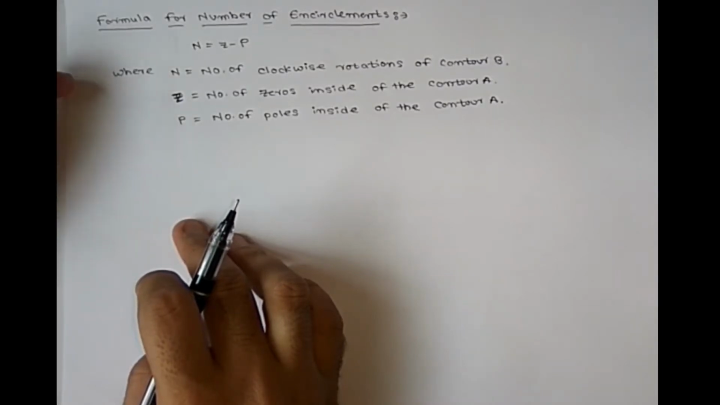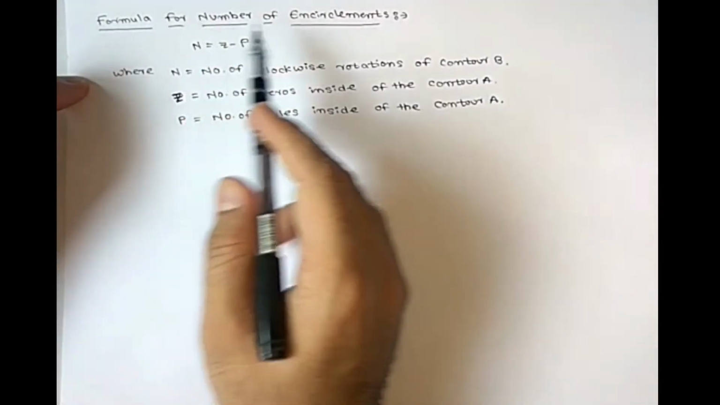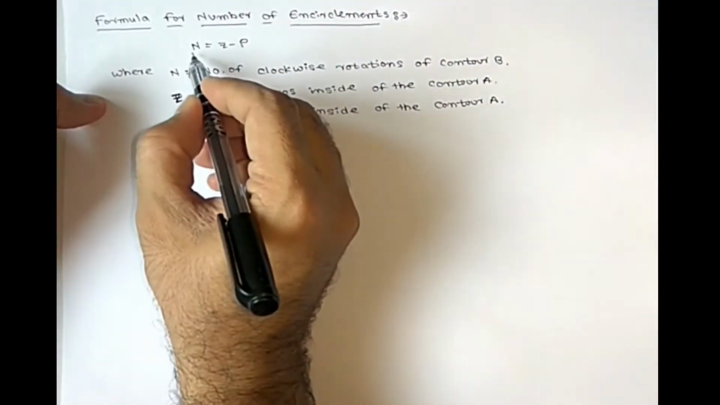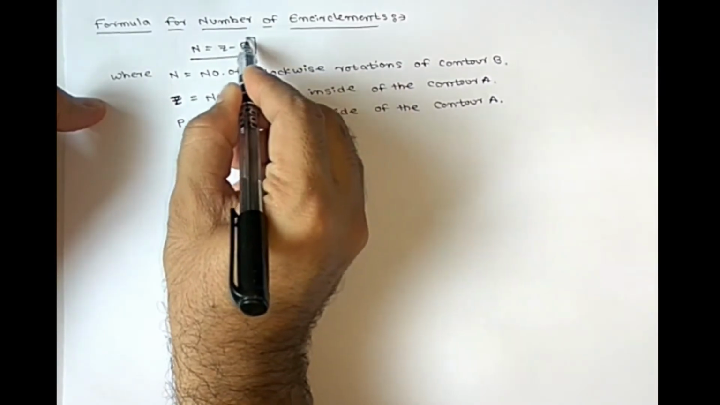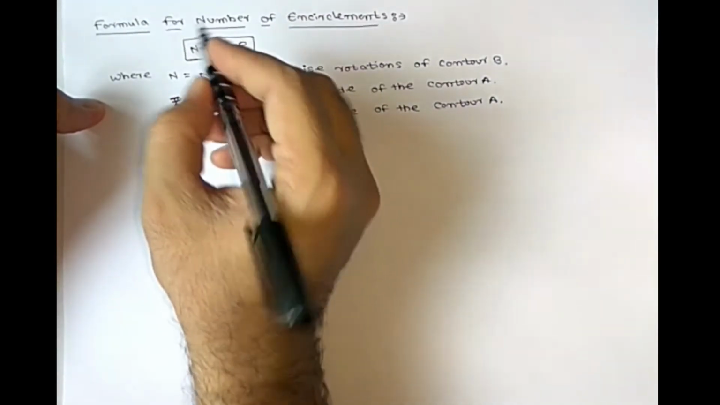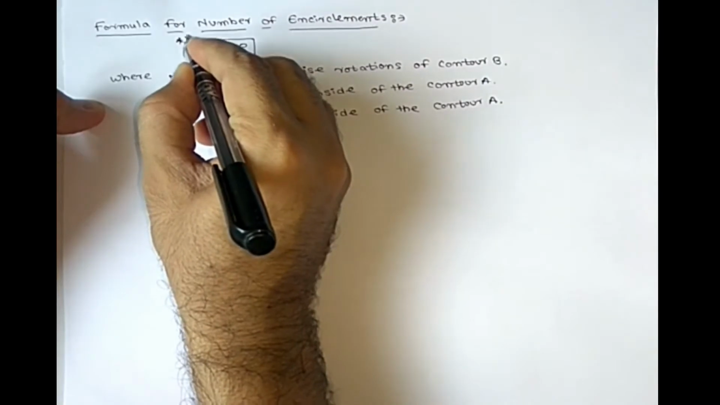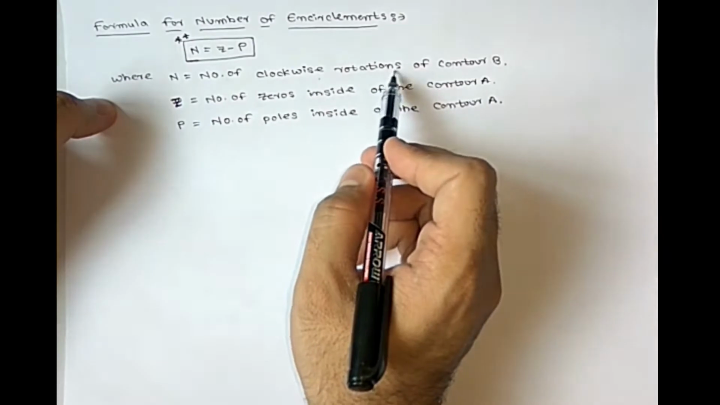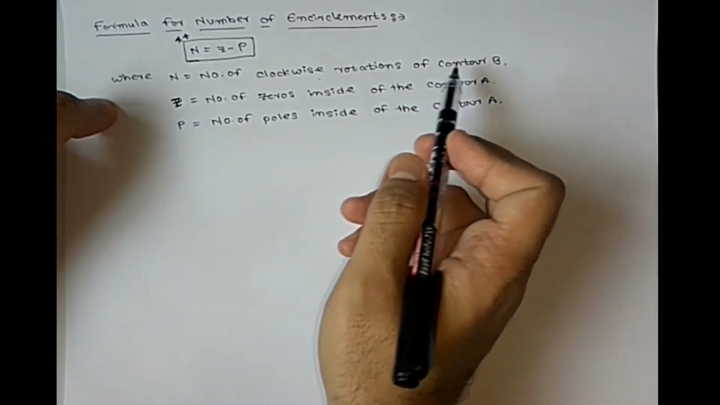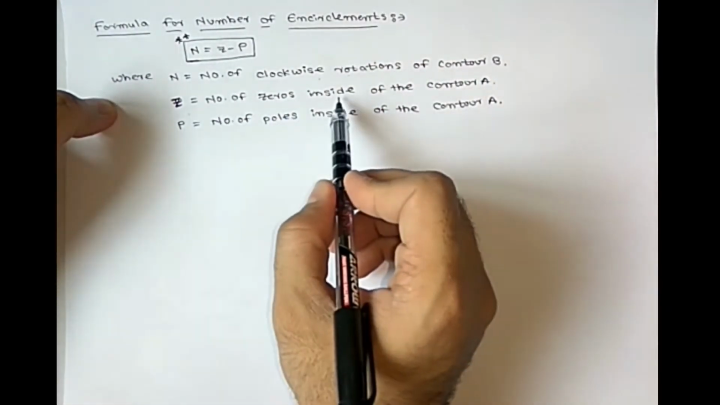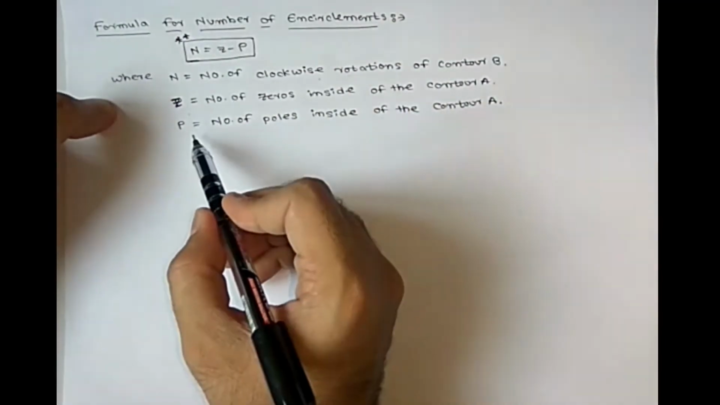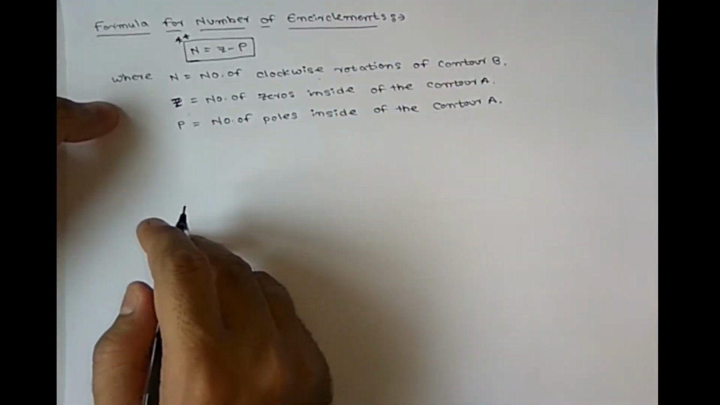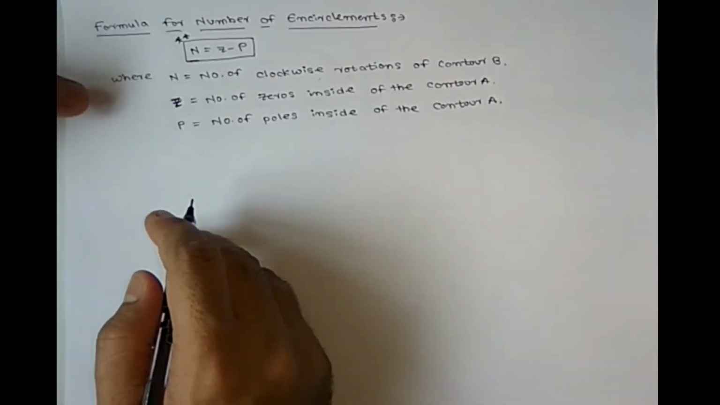Hi, in this lecture let us learn the formula for the number of encirclements. That is, this formula is given by N equal to Z minus P. It is a very important formula you need to remember, where N equals the number of clockwise rotations of contour B, Z equals the number of zeros inside of contour A, and P equals the number of poles inside of contour A. Okay, let us understand this formula.